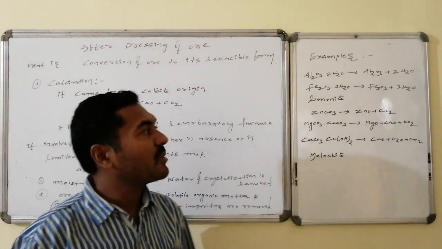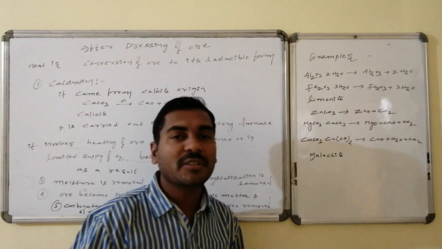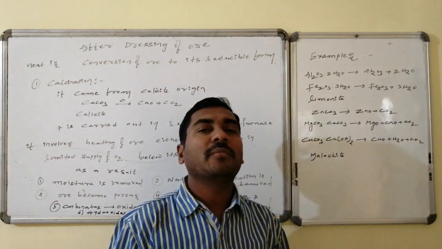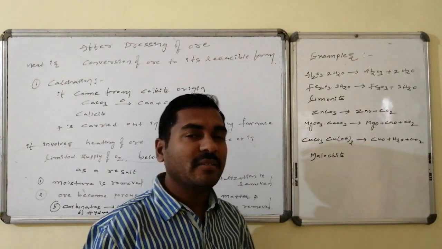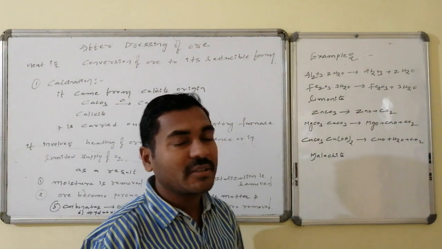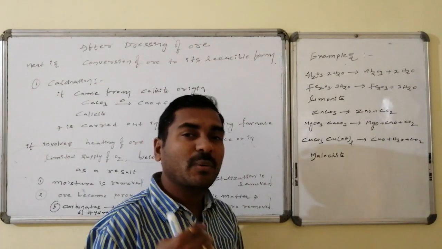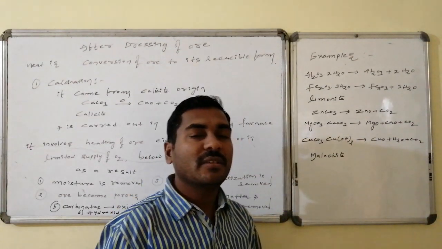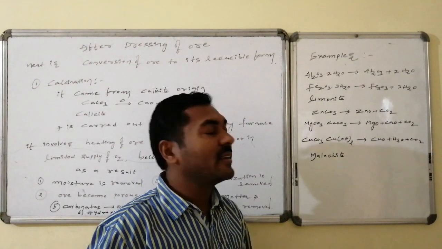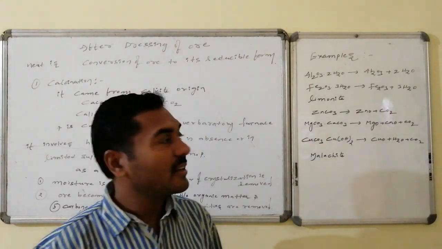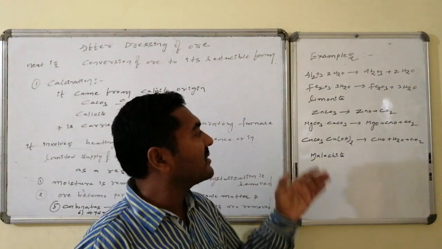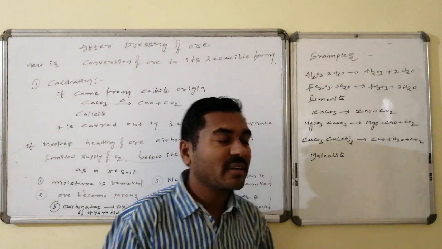If you go for the examples, suppose bauxite, Al2O3·2H2O, under calcination, that is below the melting point of bauxite, if you heat under strong conditions, it is converted to alumina followed by water in the form of vapor, which will be evaporated. Limonite, that is ferric oxide trihydrate, on heating is converted to ferric oxide. Similarly, carbonate sources are converted to oxides and carbon dioxide, zinc carbonate to zinc oxide and carbon dioxide.